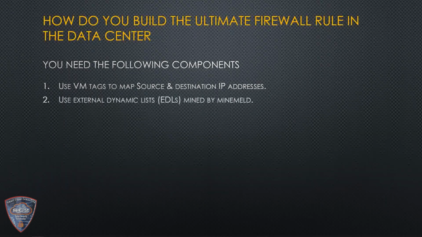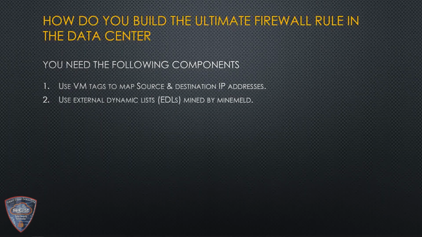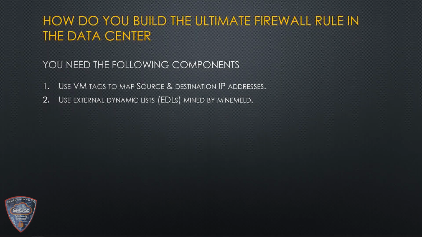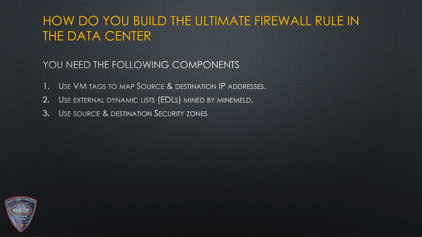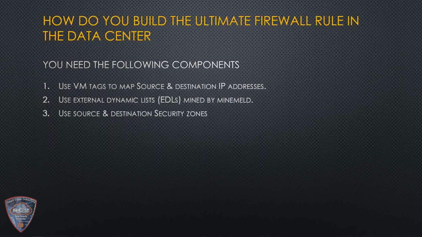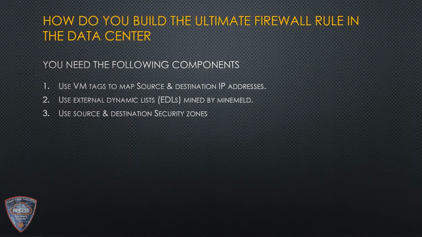Another source to obtain IP addresses, domains, and URLs is the use of external dynamic lists. These lists will pull information from external sources. I will go into more detail in future slides. You must choose a source and destination security zone on the firewall rule in order to be more granular. You will place the VM tag here as the source and or as the destination IP address.